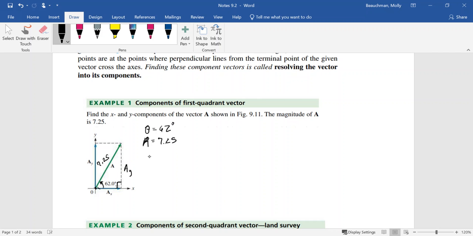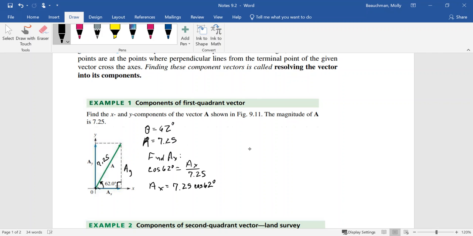So to find A sub x, we would take, let's see, the 62 degrees, we have the side adjacent and the hypotenuse. We would take the cosine of 62 degrees is equal to A sub x divided by the hypotenuse of 7.25. Multiply both sides by 7.25. A sub x is equal to 7.25 times the cosine of 62 degrees. And we'll type that in the calculator in a minute.